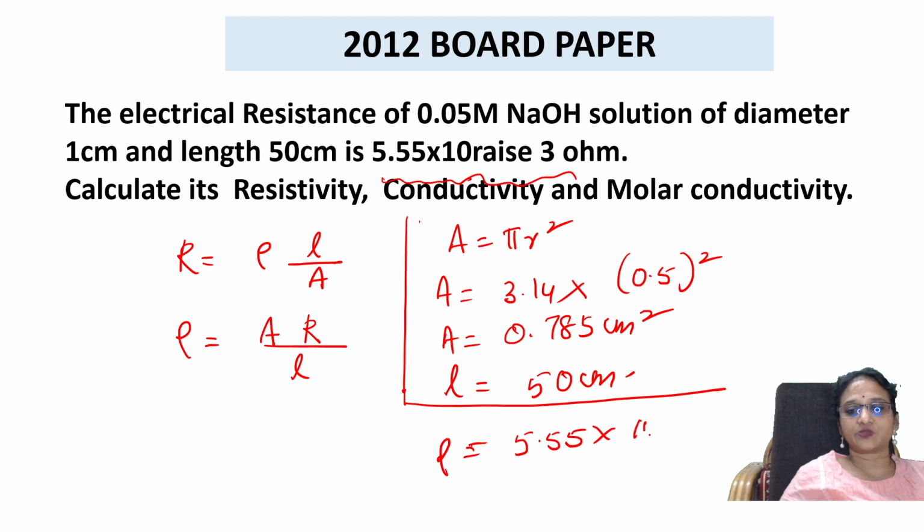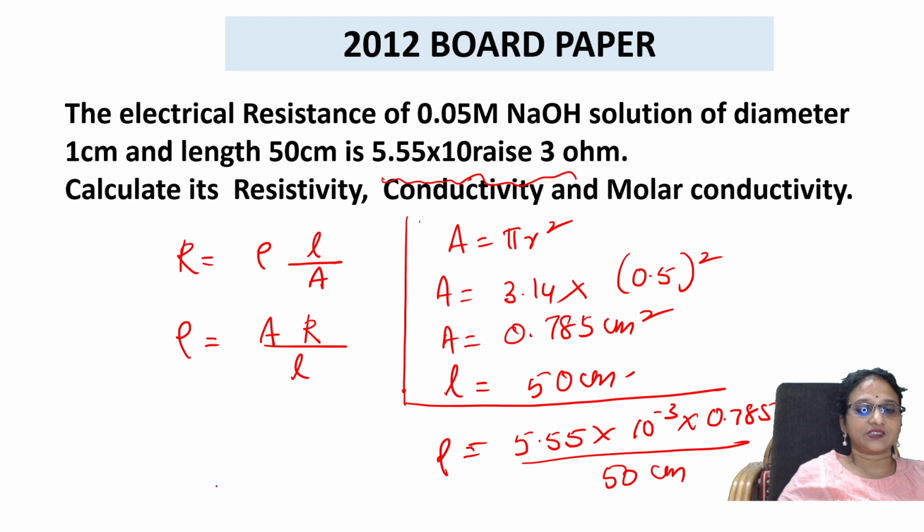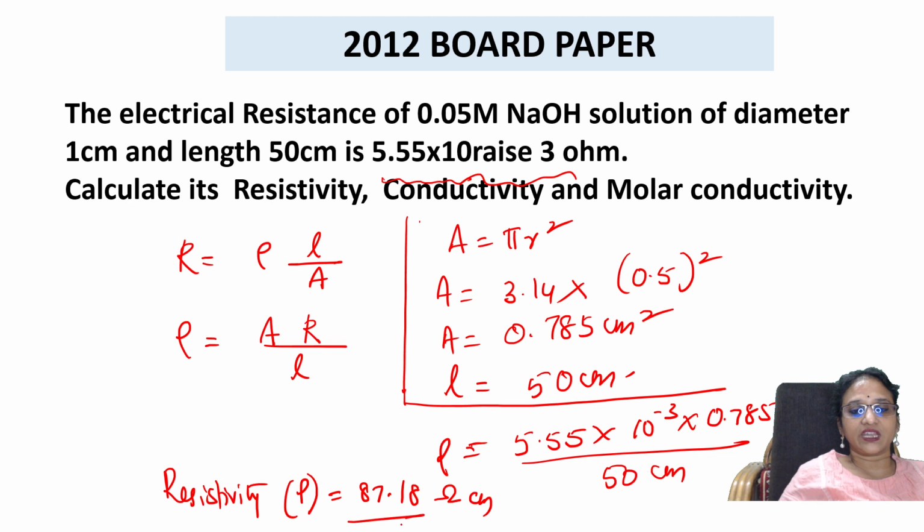So 5.55 into 10 raised to the power of minus 3, into the area of cross section, 0.785, divided by the length, 50 centimeters. Correct? So how much do I get for the resistivity rho? I got it as almost 18.18 ohm centimeters. Done. This is okay.